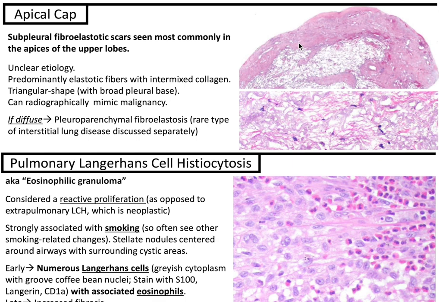Apical cap. This is a subpleural fibroelastotic scar seen most commonly in the apices of the upper lobes. It's unclear etiology, but you'll see predominantly elastotic fibers with intermixed collagen. It's a triangular shape with broad pleural base and can radiographically mimic malignancy. If diffuse, pleuroparenchymal fibroelastosis. This is a rare type of interstitial lung disease discussed separately.